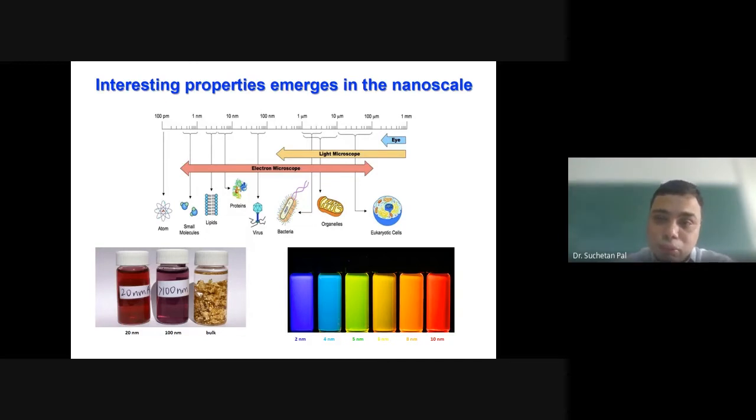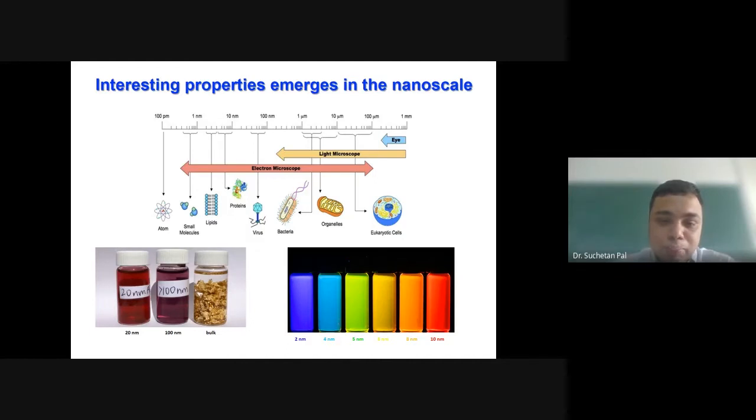But we all know that if you bring this material dimension below 100 nanometer, this material property gets changed and we get emerging properties. So this is the basics of nanoscience. So we all know that in this platform, right? So this is one of the examples.